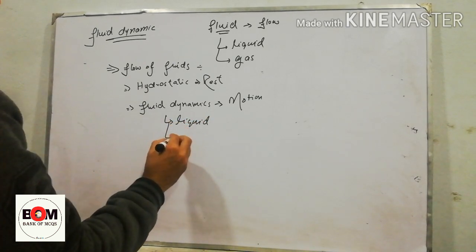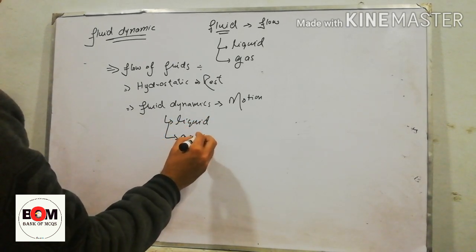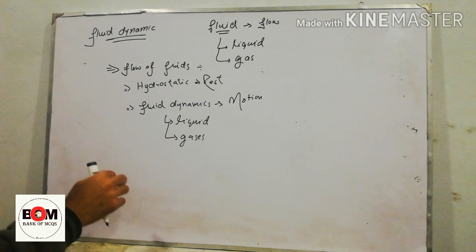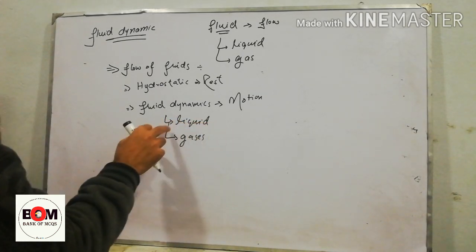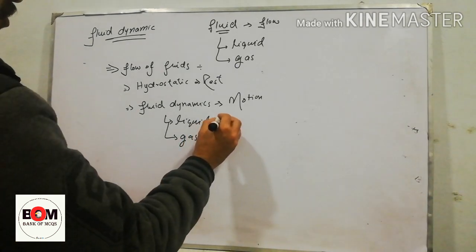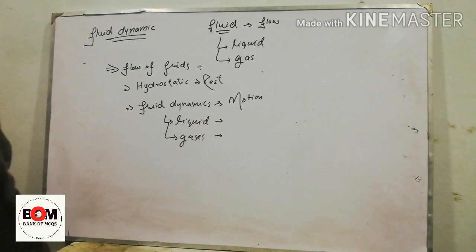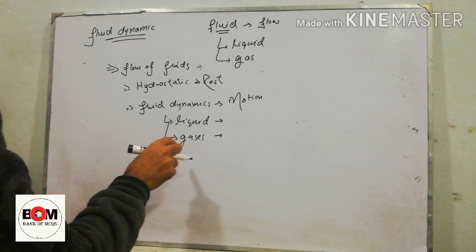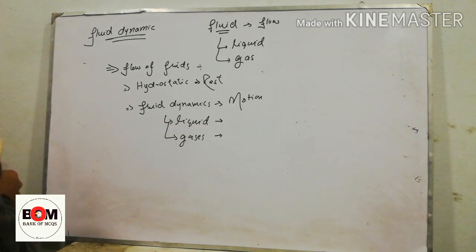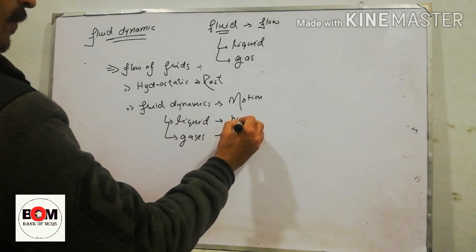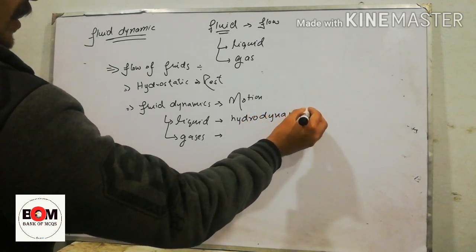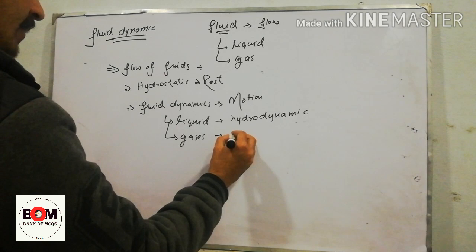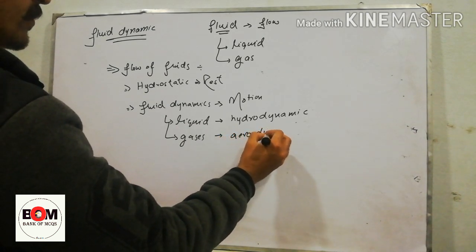Now liquid and gases, both are fluids and can flow. So the study of gases when they flow and the study of liquid when they flow is called fluid dynamics. Both have a special name. When a liquid is in motion, we call it hydrodynamics, and when gas is in motion, we call it aerodynamics.